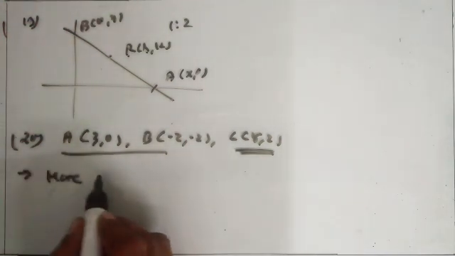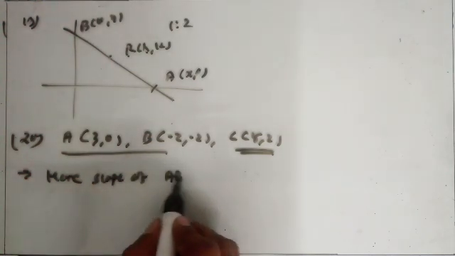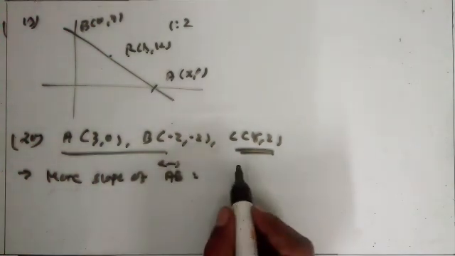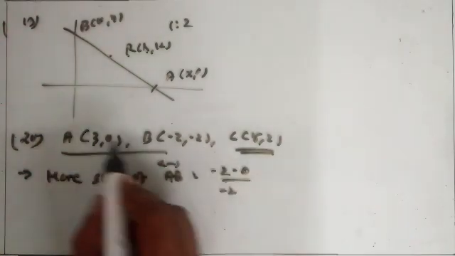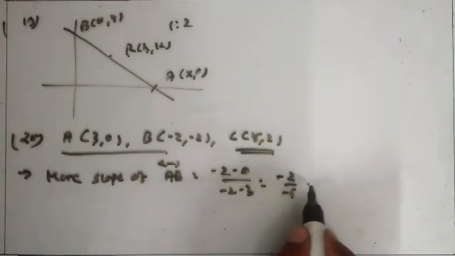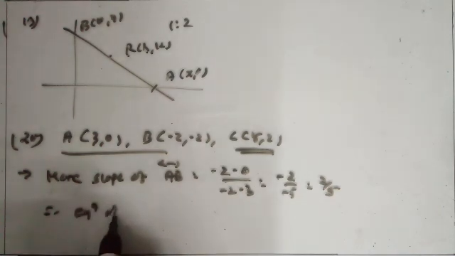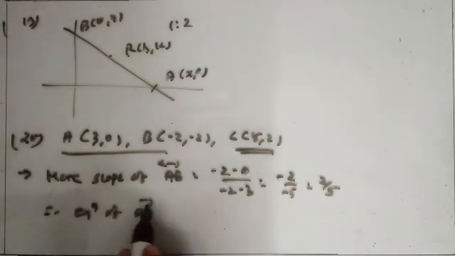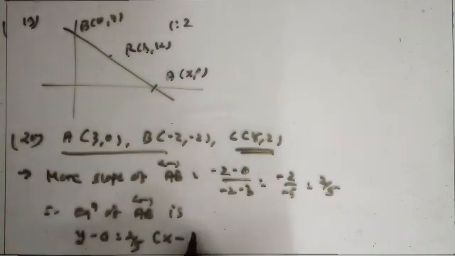Here, slope of AB is equal to -2 minus 0 upon -2 minus 3 is equal to -2 upon -5, that is 2 upon 5. Therefore, equation of AB is y minus y1 is equal to m, 2 by 5, x minus x1, 3. Clear?